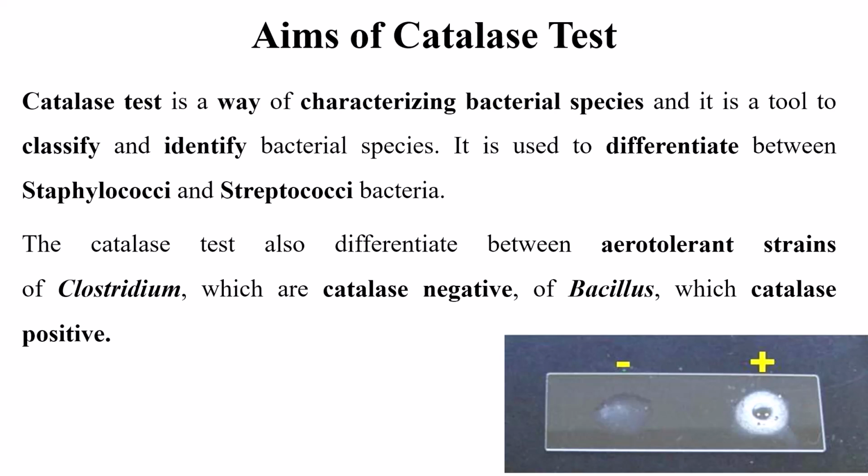The catalase test is also used to differentiate between gram-positive bacilli. For example, we have the Clostridium bacterium. The aerotolerant strains of Clostridium cannot produce catalase enzyme, so they are catalase negative, while Bacillus species produce catalase enzyme and are catalase positive. Both of them are gram-positive, spore-forming bacilli.